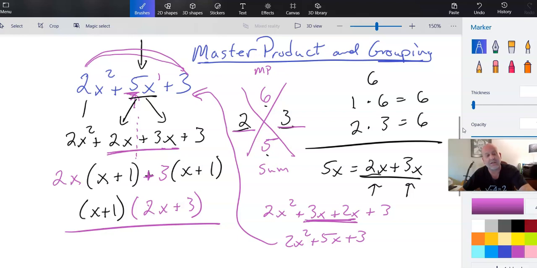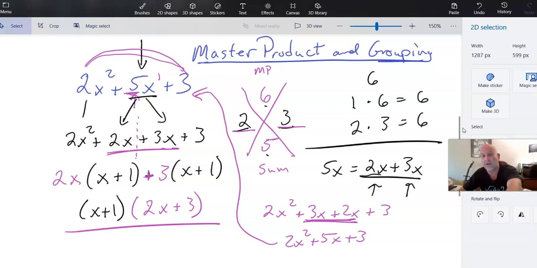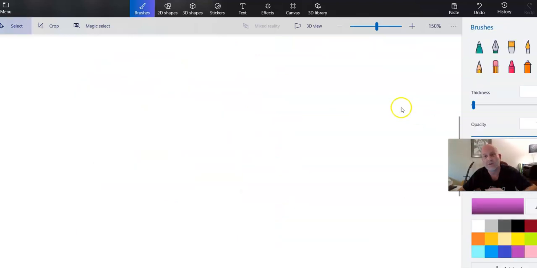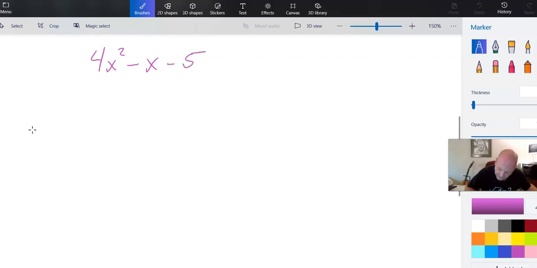All right, so let's look at another example here and see how you do with it, because this one's going to be for you, because I'm a giver. Okay, so let's see what you can do with this one. Let's do 4x squared minus x minus 5.